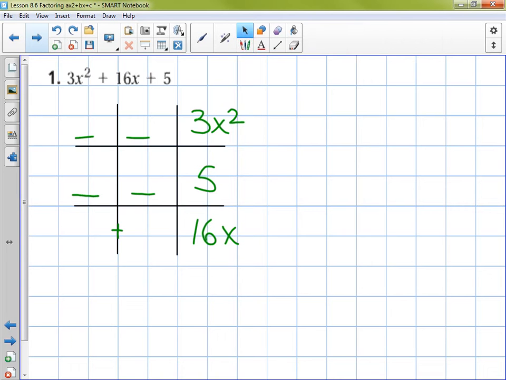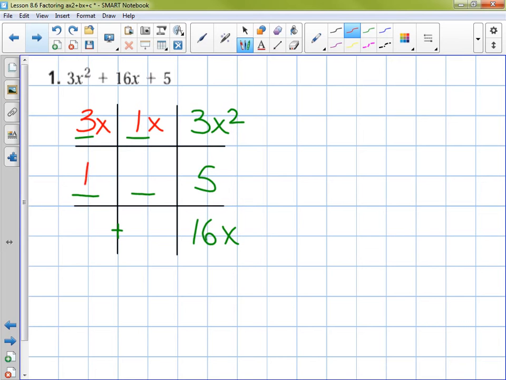So in this example, getting 3x squared is pretty simple because there's only 2 ways to get it: 1 times 3 or 3 times 1. So I'm going to write 3x times 1x. And there's only really 2 ways to get 5, and that's 1 times 5 or 5 times 1. Now, as we talked about before, you won't always get the right answer the first time. You just have to try it, and if it works, great. If it doesn't, erase it and try again. But the more you practice these, the more you'll be able to see a pattern and be able to put them in the right spot the first time.